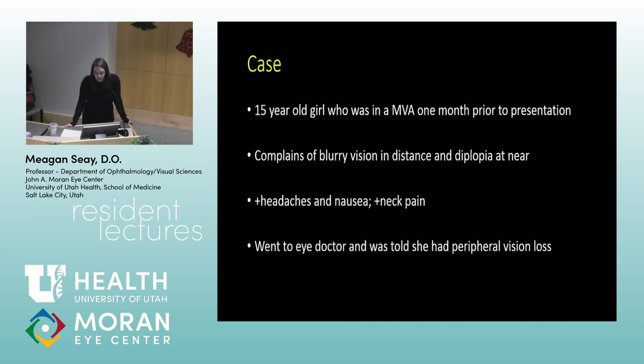Could be. So concussion can cause convergence insufficiency, double vision at near. What about her blurry vision? That could be coming from the double vision that she's experiencing. Right. So some people can describe double vision as blurry.